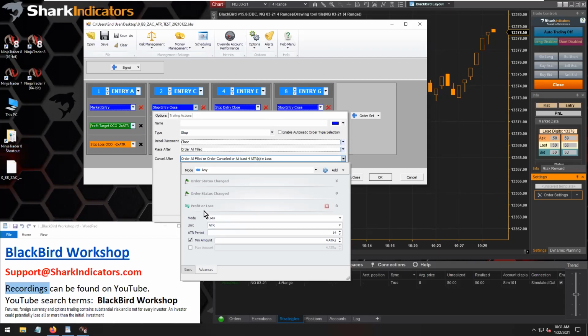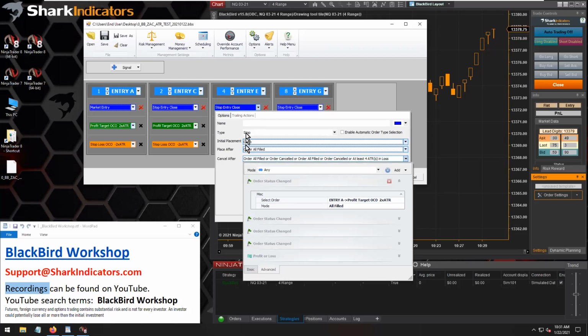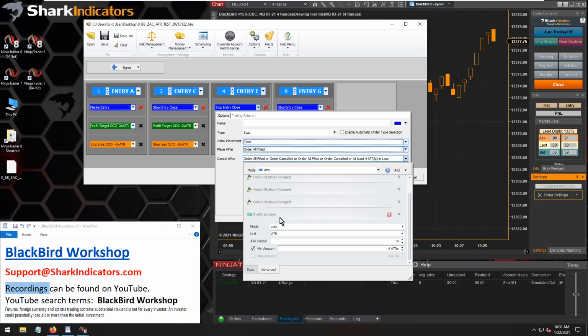In any case, the question is about this profit or loss. Order C is really not a good place to focus on this question, because most likely order C will get filled. The entry order for C is probably going to get picked up. The two orders in question are really order E and G. So let's look at the cancel for order E and G. We can see there's a bunch of order status changed here, but let's just get to the question, which is the profit or loss.